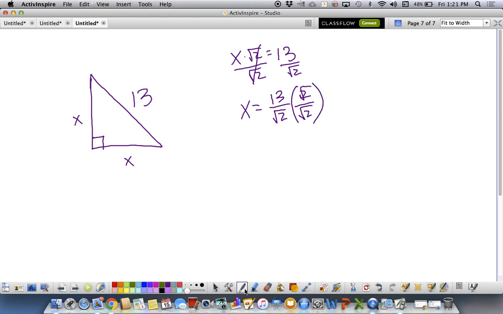So what is 13 times the square root of 2? 13 times the square root of 2, over 2. Square root of 2 times square root of 2 equals 2. And guess what x equals?